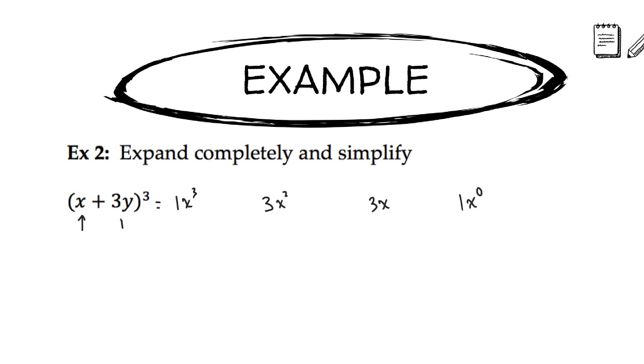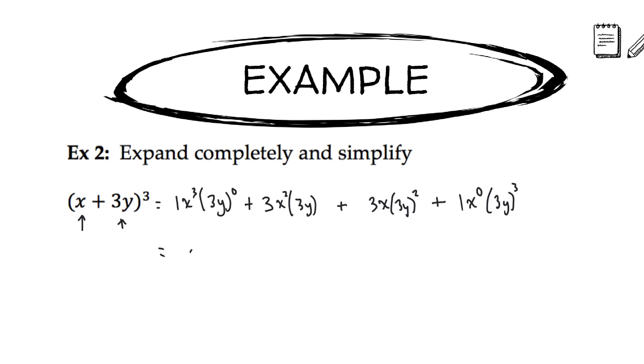The second term is 3y. I need powers of 3y ascending. So that means I'll have 3y to the 3rd at the end here. Note the use of parentheses. 3y to the 2nd, 3y to the 1st, and then 3y to the 0. Since I have a plus sign between, I can put plus signs in between each one of these terms.